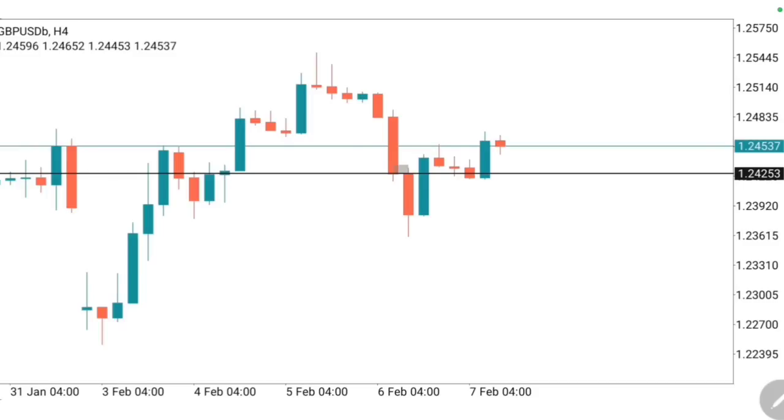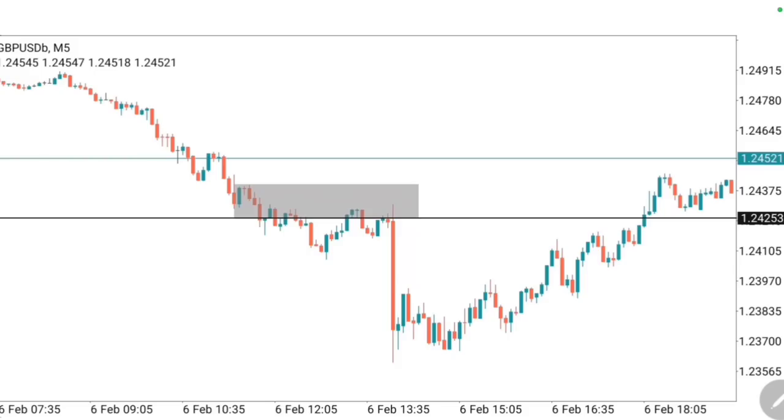Okay, let's step down to the 5 minutes time frame. On a 5 minutes time frame, you can see this is the previous H4 candle right there, and you can see that a zone was formed right there. So this is my zone. I was looking at the market to come to the zone and give me some trade entry confirmations in order for me to take a sell trade.